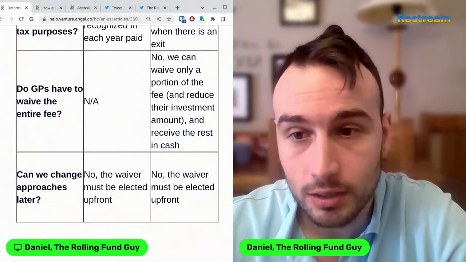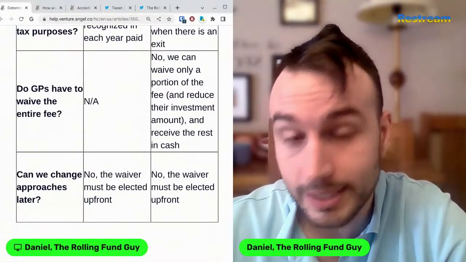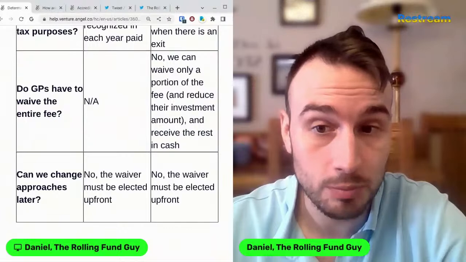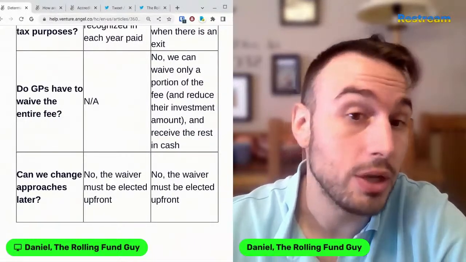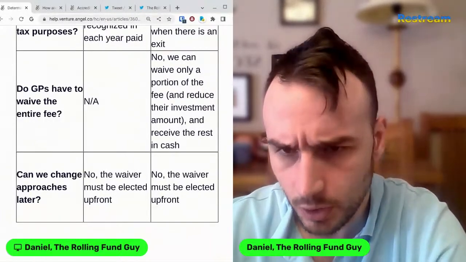Can we change approaches later? For a standard cash commit, no, the waiver must be elected up front. And also for a cashless commit, no, you must set up the fund with the structure.